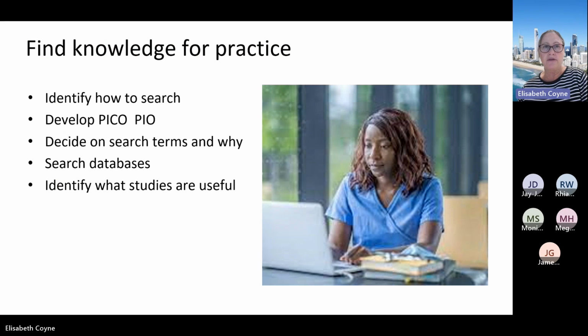The first one is about finding knowledge for practice. This was what we looked at in the first tutorials. We identified how to search. We looked at developing a PICO or a PO, which is population, interest and outcomes. You looked at how to decide on search terms and why, how to search databases and identify what studies are useful. So I'm going to put this poll through.